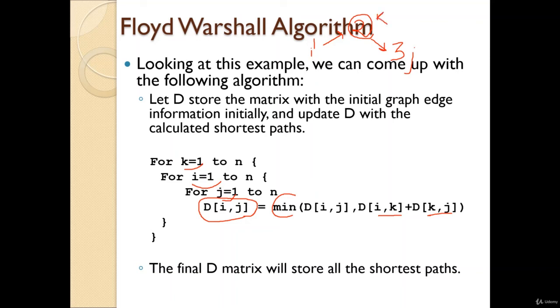It means adding the weights of first traveling from i to k and then k to j. That would be the shortest path of the edges we travel from i to j. So this is how the shortest path is found. The final D matrix will store all the shortest paths. We have updated each and every vertex, searched for the shortest path, and then updated it. So that would be our final D matrix.